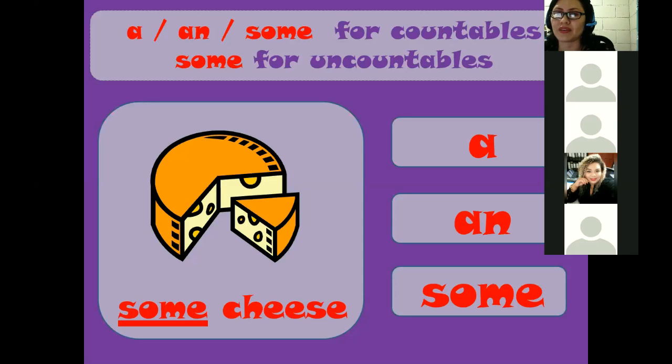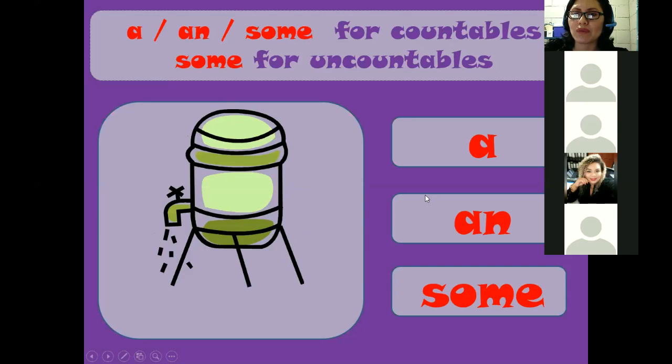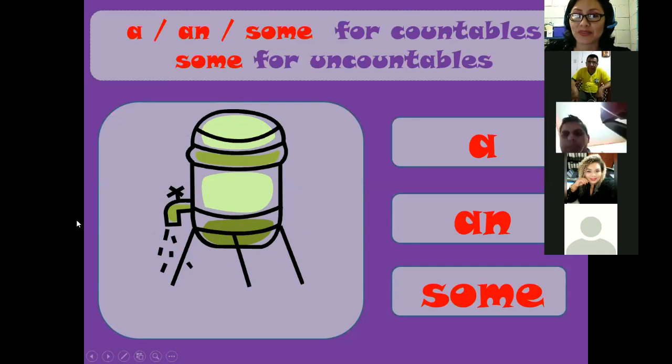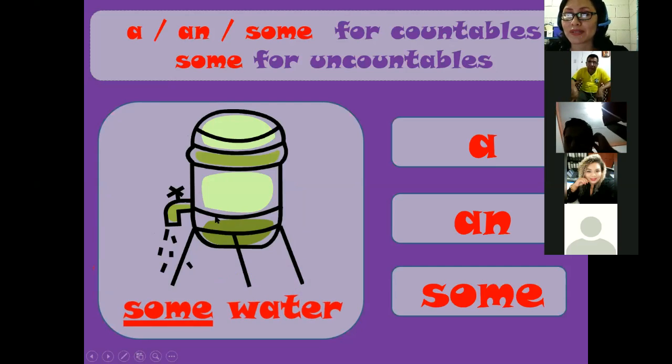Okay. Cylindrical wheel of cheese or a truckle. A truckle of cheese, ¿verdad? Ahí sí puedo utilizarlo en singular. Muy bien, what about this one? A, an, or some water? Some. Very good, some water, because it's a liquid. Some water. Muy bien, okay.